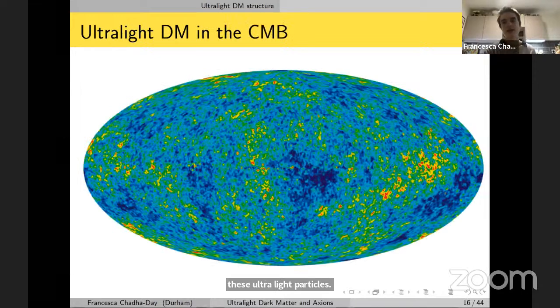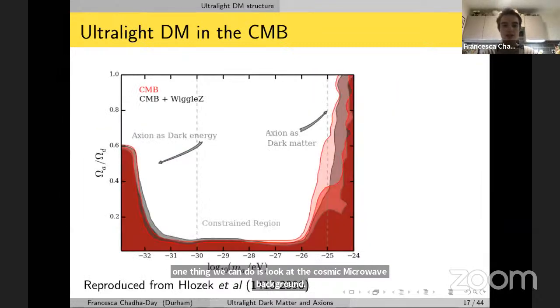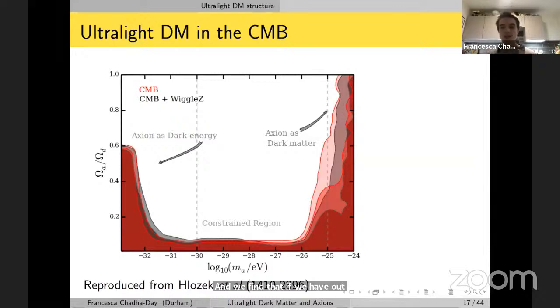Okay, so how might this manifest observationally? One thing we can do is look at the cosmic microwave background. The cosmic microwave background, of course, tells us about dark matter structures. And we find that if we have ultralight dark matter, the CMB would look different, that we would see a lack of structure on scales below the Jeans scale. And this actually puts quite stringent constraints on a large part of the ultralight dark matter parameter space.